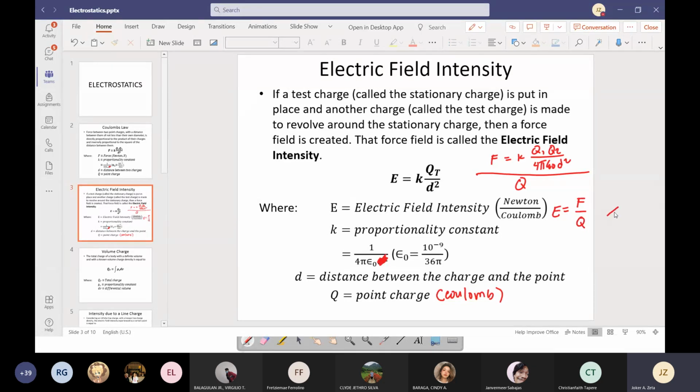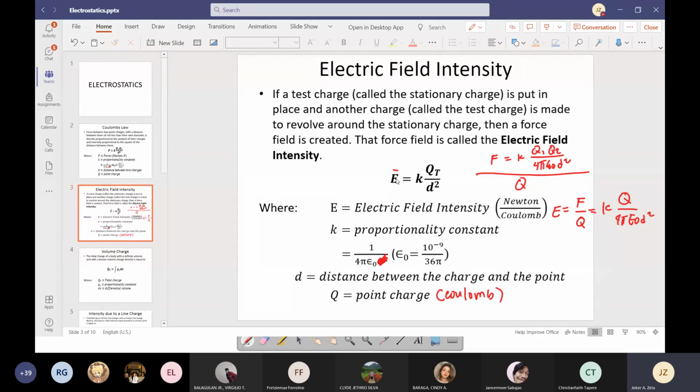Force over Q is just equal to k times just one Q divided by 4 pi epsilon-naught d squared. Okay? So that is what happens in electric field intensity. Take away one charge, divide it, and you will form the electric field intensity. And by the way, I drew a line above the symbol. That means electric field intensity is a vector quantity.